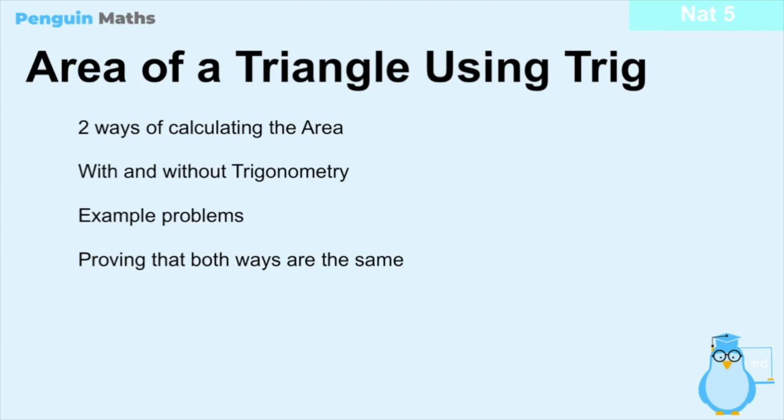In this first National 5 lesson on the channel, we are going to be looking at how we can calculate the area of a triangle using trigonometry. We will begin by focusing on what the two ways are of calculating the area of a triangle, with these being with and without trigonometry, and we will go over several example problems using trigonometry in order to solve an area. And finally, we will have a look at proving how both of these ways of calculating an area with and without trigonometry are both the same and give us the exact same answers. So, let's get started.